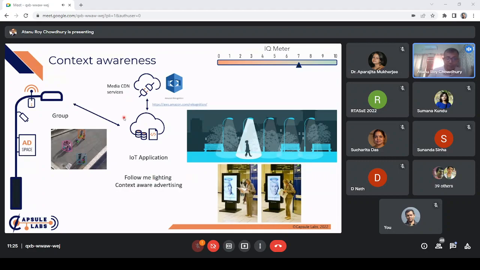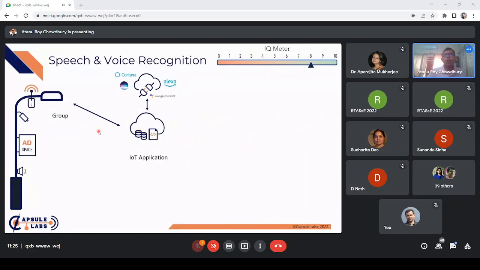I can have a CDN service, a content distribution network. So if I look at a certain group of people which fits a particular demography or fits a particular target group, then I can show them specific ads that I'm downloading over the internet. So these kind of things can be done, for push advertising. What else can I do?